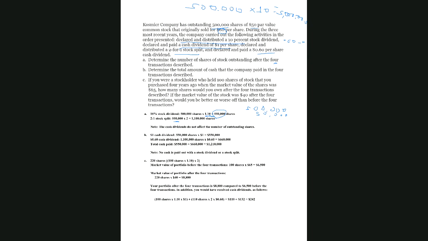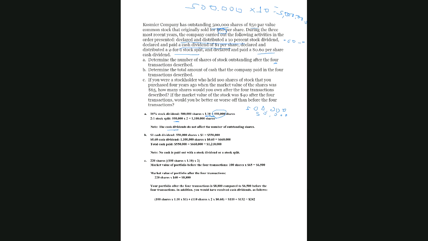1,100,000 shares. Once after the stock split, you had 1,100,000 shares because you doubled the number of shares that are outstanding. And here, please remember, cash dividends. When we had a cash dividend of $1 per share and 60 cents per share, the two cash dividends do not affect the number of common shares outstanding. So let's go to letter B. Letter B, determine the total amount of cash that the company paid in the 4 transactions.